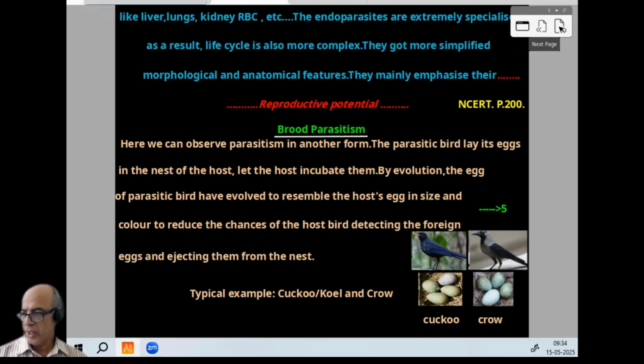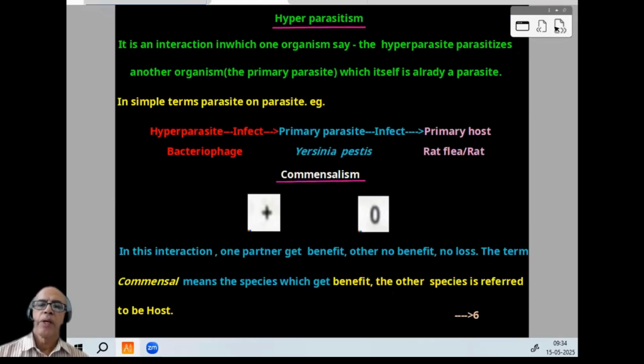Say brood parasitism. The next term is another interesting item, hyperparasitism. It is an interaction in which one organism, the hyperparasite, parasitizes another organism, the primary parasite, which itself is already a parasite. When I say it in this manner, you may not get a typical example. In simple terms, parasite on parasite. That is hyperparasitism. This chart will give you a clear idea.